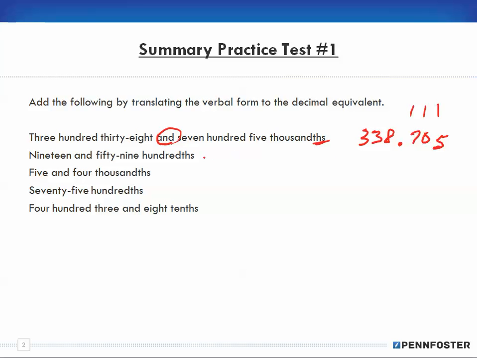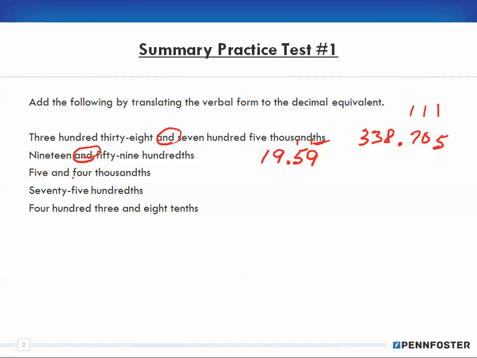All right, let's see here. 19 and 59 hundredths. Again, the "and" tells me where the decimal place is going to be. So I have 19 and 59 hundredths. I'm thinking about the tenths, the hundredths: 59. So the 9 has to go in the hundredths spot and the 5 will go in the tenths spot. 19 and 59.